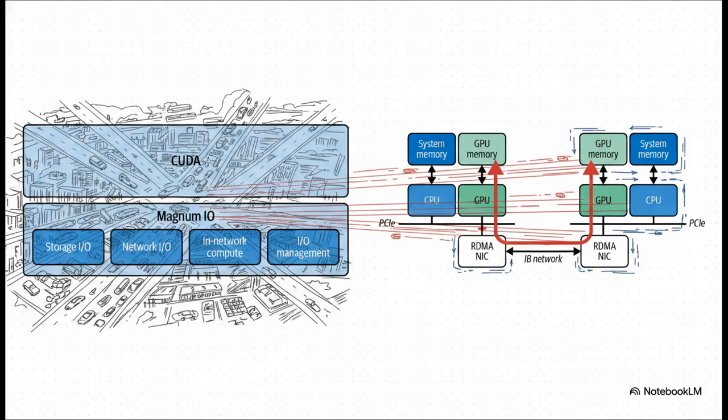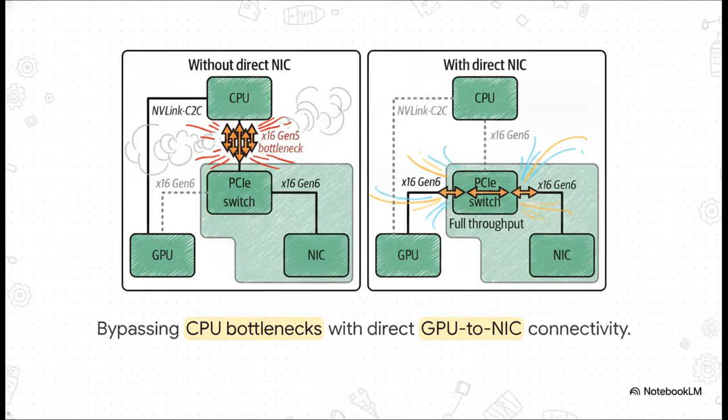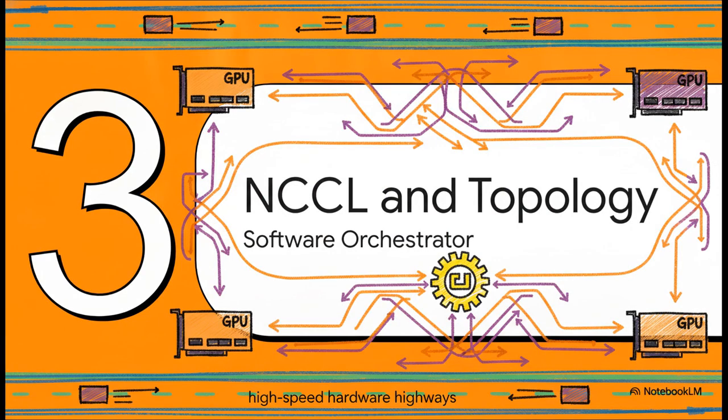Now, what's really interesting here is the architectural difference. It's huge. Without a direct NIC connection, your traffic has to squeeze through a Gen 5 PCI bottleneck that's connected to the CPU. But with the direct NIC setup, the GPU and the network interface card can talk to each other directly through a PCI switch at full Gen 6 throughput. It essentially allows the GPU to drive network traffic without any CPU intervention at all. It's brilliant. All right, part three, mastering NCCL and topology, our software orchestrator.